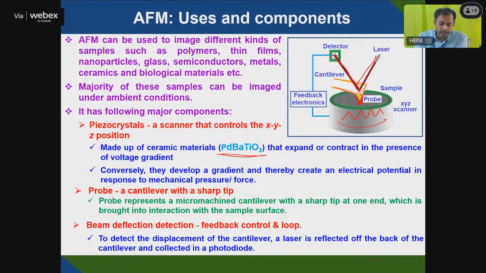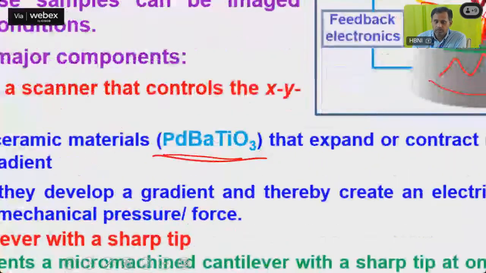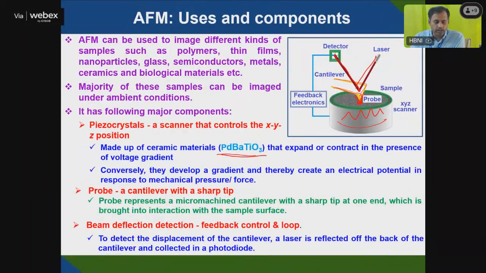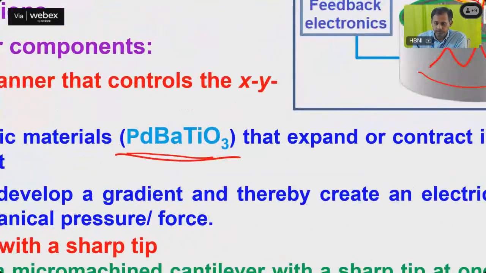So here you have AFM, which is mainly used to analyze polymeric materials, thin films, nanoparticles, glass, semiconductor, metal, ceramic, biological material, everything you can detect. You don't need a high vacuum. It can be done in ambient room conditions, and not much sample preparation is needed. Your main thing is a piezoelectric crystal, that is the scanner, and then you have a probe, the cantilever, and then its display.